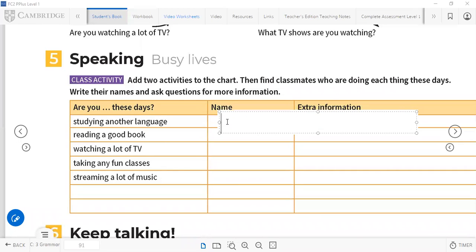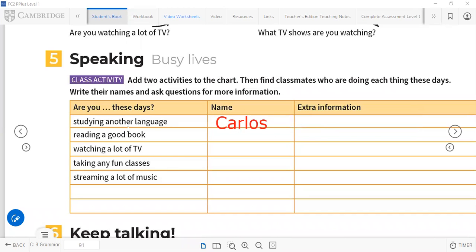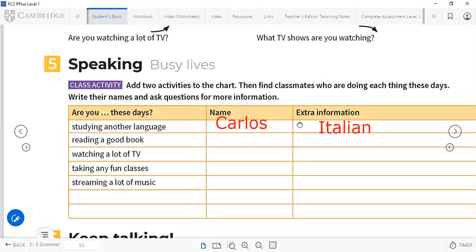Okay, we can say here one example, Carlo, excuse me, Carlos. Carlos is studying another language. Extra information: what language is he studying? So extra información, podemos darle, no sé, he's studying Italian. Okay, one example. Yes, it's common. Podemos completar todo, ¿no?